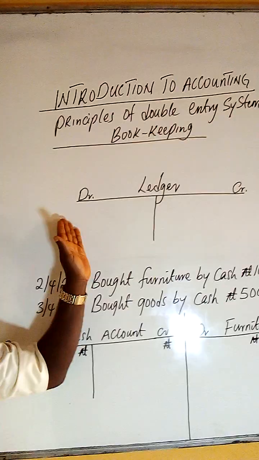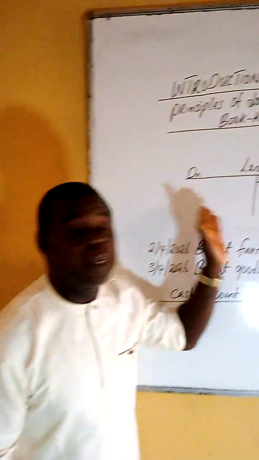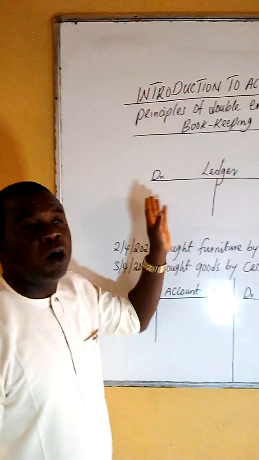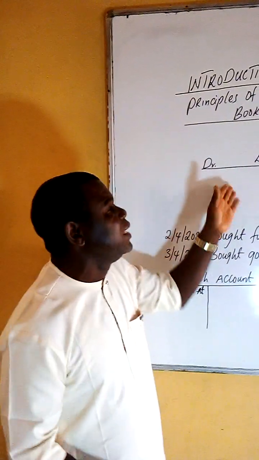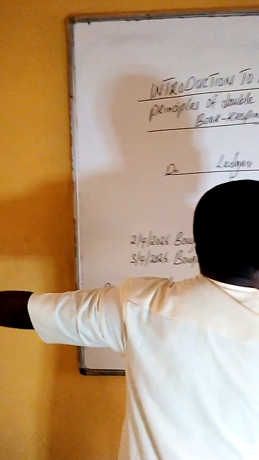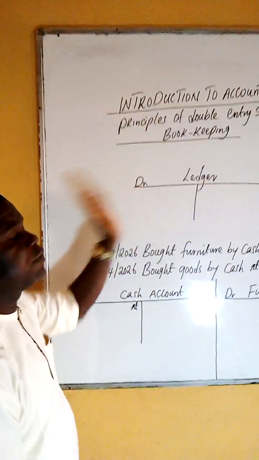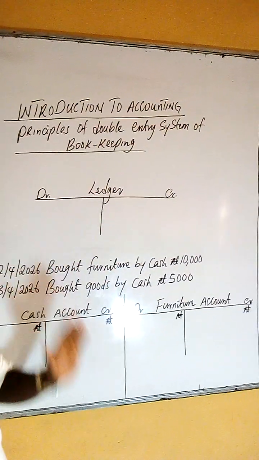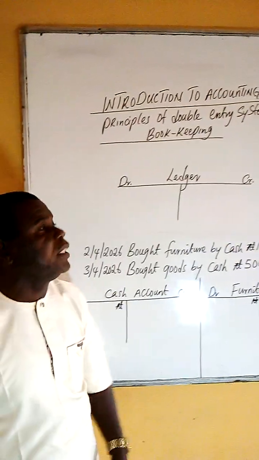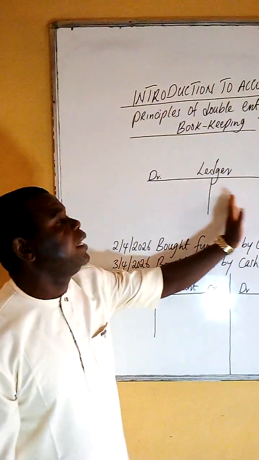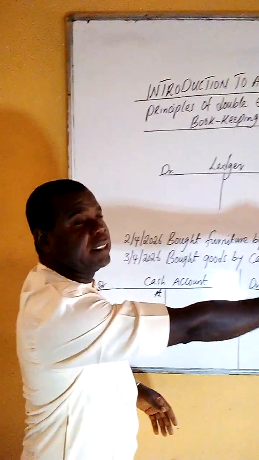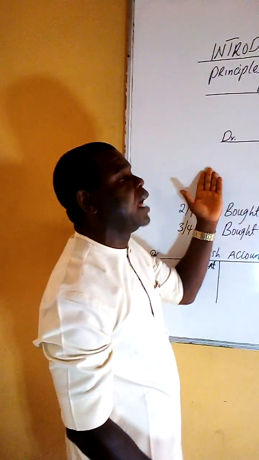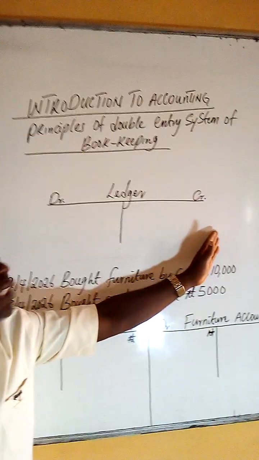Then what is debit? When we talk of debit, it simply means posting or recording a transaction in the left hand side of the ledger. While credit means posting or recording a transaction or an account in the right hand side of the ledger. So this is the left hand side of the ledger and then the right hand side of the ledger.